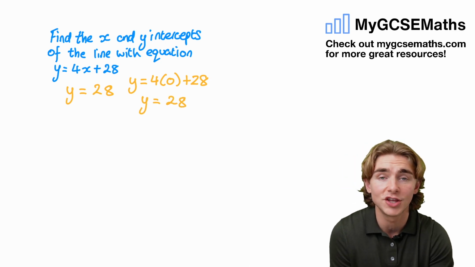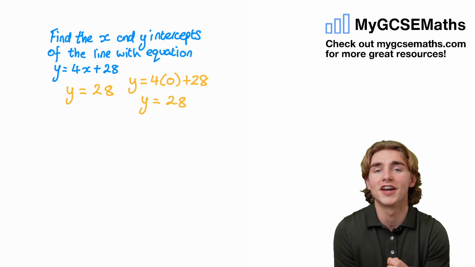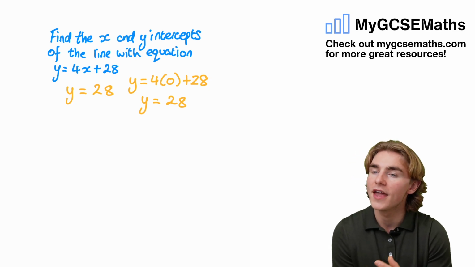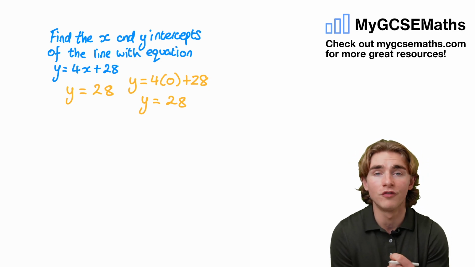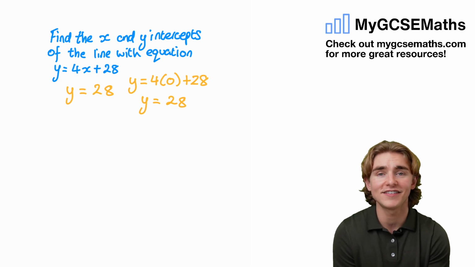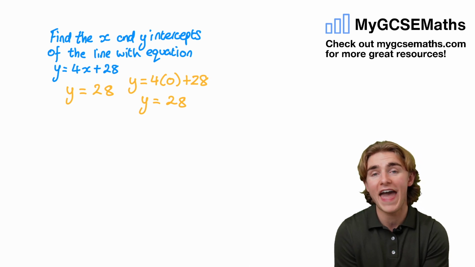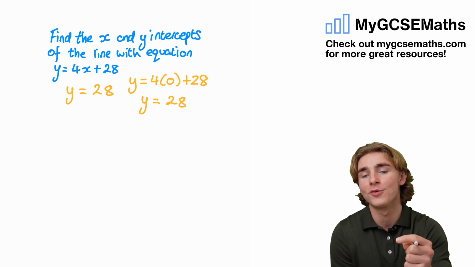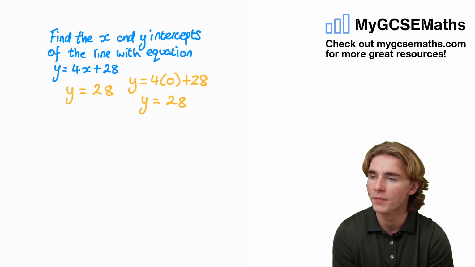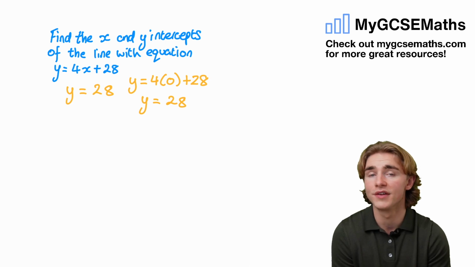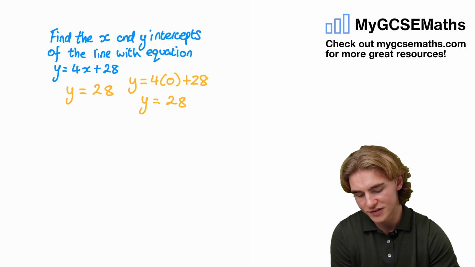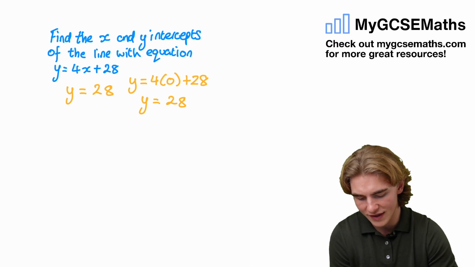Now, why am I telling you this? I'm telling you this because we're going to use the exact same logic to find the x-intercept. If the y-intercept is the value of y when x is equal to 0, the x-intercept is going to be the value of x when y is equal to 0, when we're 0 units up or down on our axes. So to find this, we substitute in y equals 0, and we solve that equation.